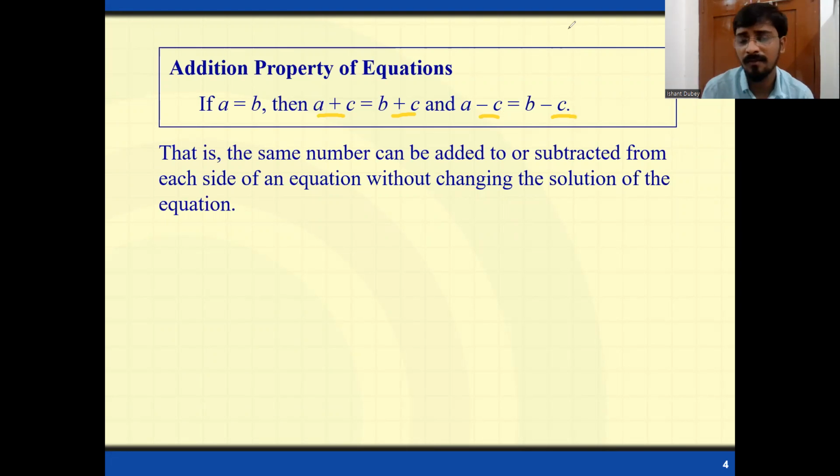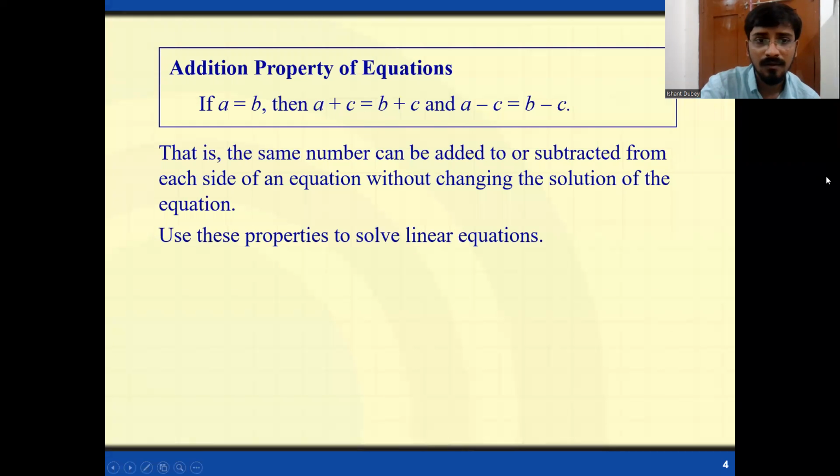So what you have to do is add the same number on both sides, or subtract it on both sides, depending on the equation. That is, the same number can be added to or subtracted from each side of an equation without changing the solution of the equation. Is it clear? Very good. So we can use these properties to solve the linear equation.